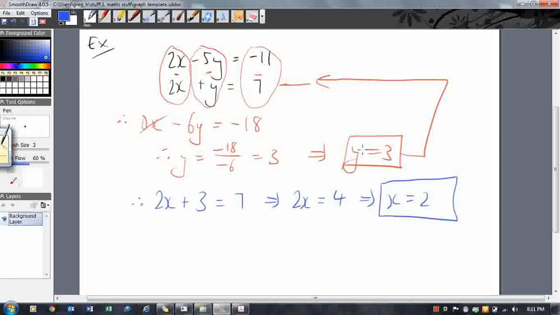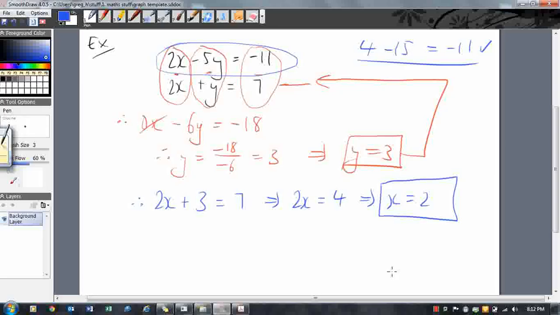And there's your solution. Again, let's check it in this equation that we didn't use up here. 2 times x is 4, minus 5y, minus 15, 5 times 3, is equal to negative 11. It works. Yes. So that means I've got the correct solution.